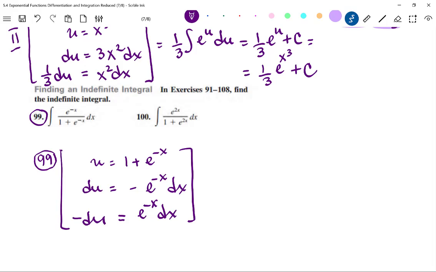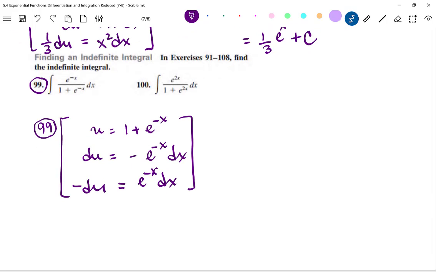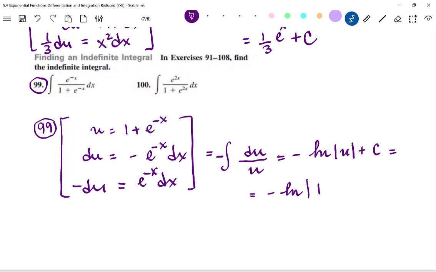Well, based on this u substitution, we have the integral of e to the negative x dx become the negative du, so that's negative du divided by u, or the result is negative ln of u plus a constant. Go back to x, that's negative ln of 1 plus e to the negative x plus a constant.